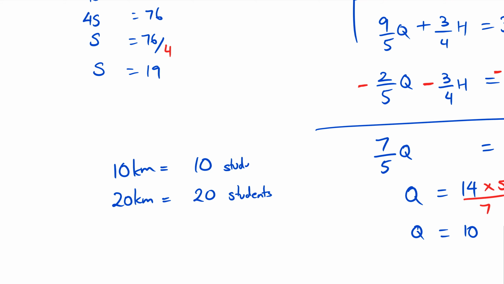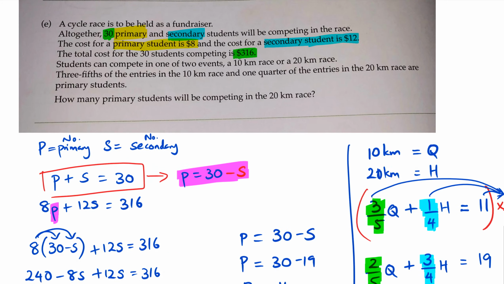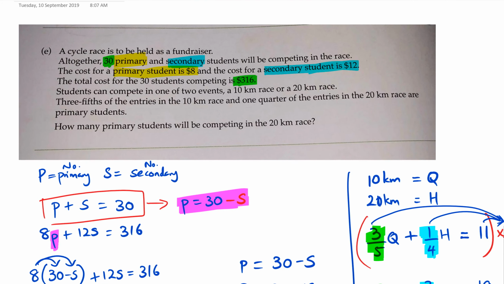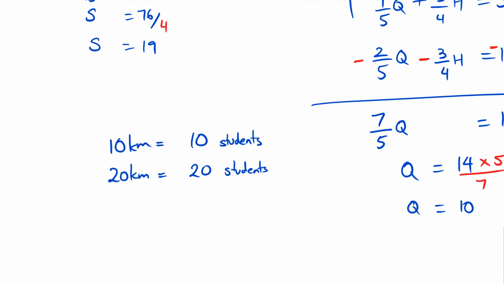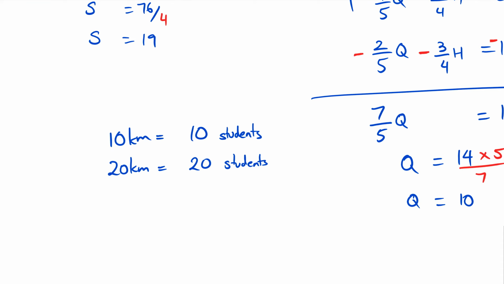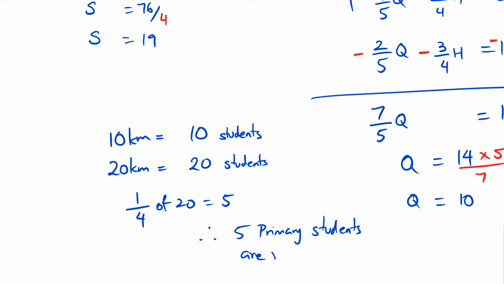Man, this question just keeps giving and giving. Finally, if you look at what the question asks, how many primary students will be competing in the 20K race? That's 1/4 of the entries in the 20K race. So we've got 20 students entering the 20K race. 1/4 of 20 is equal to 5. Therefore, we can say 5 primary students are running 20K.